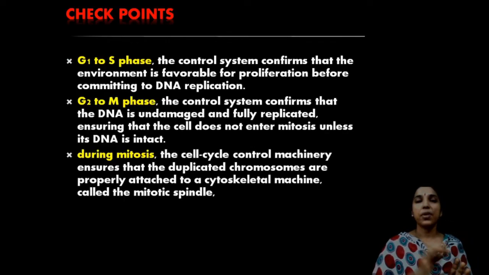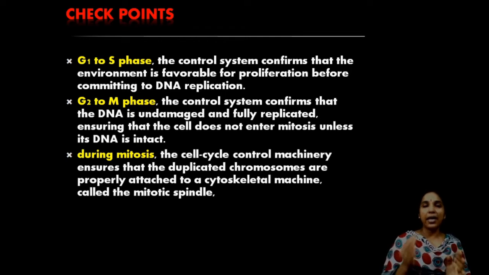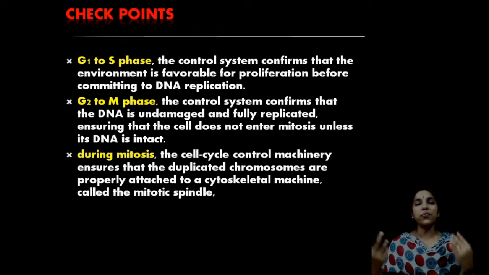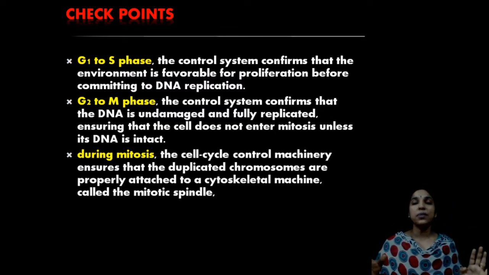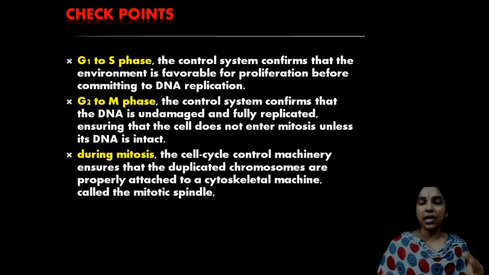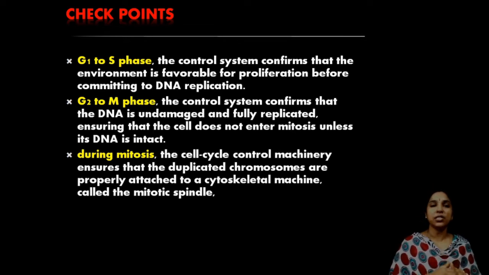Clear? Okay. Now about the checkpoints. Here we want to discuss more about the checkpoints. There are checkpoints between G1 to S phase, G2 to M phase, and M during the division stage. So there are mainly 3 important checkpoints, and these checkpoints are the control systems. That confirms that the environment is favorable for proliferation before committing to DNA replication. That is G1 to S.